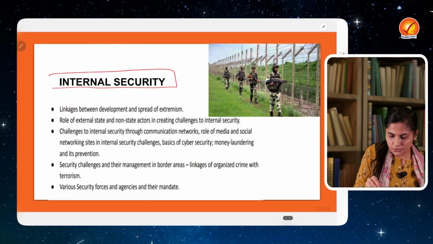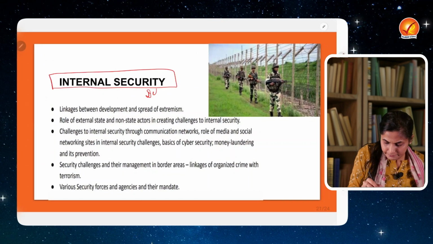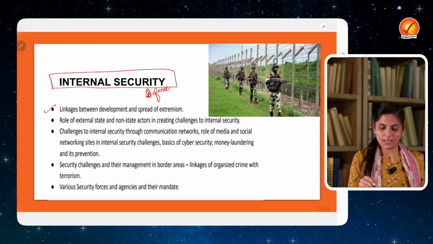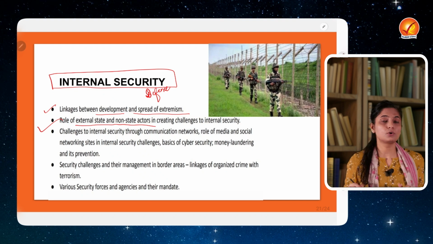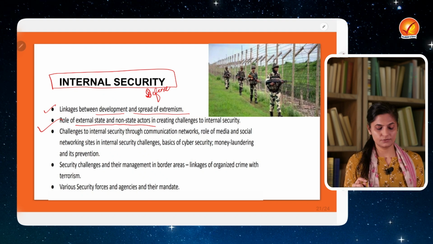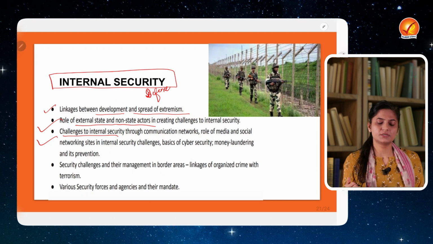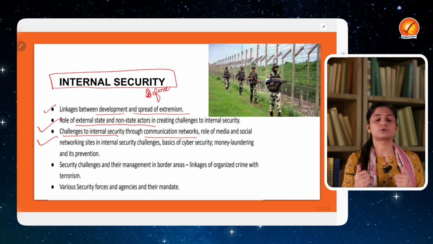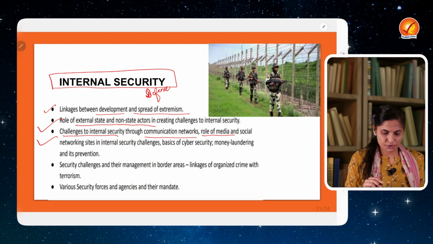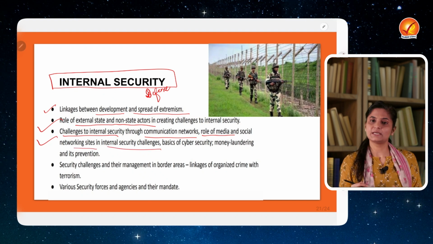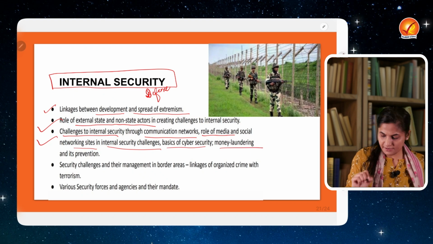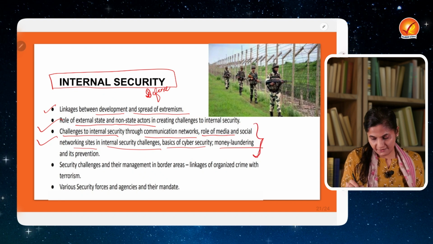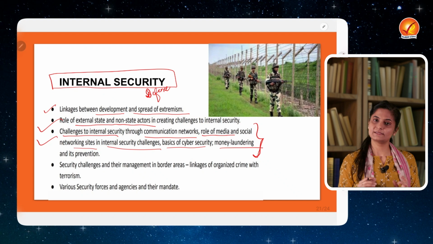Then you have internal security. This is especially the defense area. The linkage between development and spread of extremism, how they are colluding. Then the role of external state and non-state actors in creating challenges to internal security. Third would be other challenges to internal security through communication networks, technology, role of media and social media sites in internal security challenges. Basics of cyber security and money laundering and its prevention. These are very important concepts. These have been clubbed under one point, but you have to prepare them as separate topics.